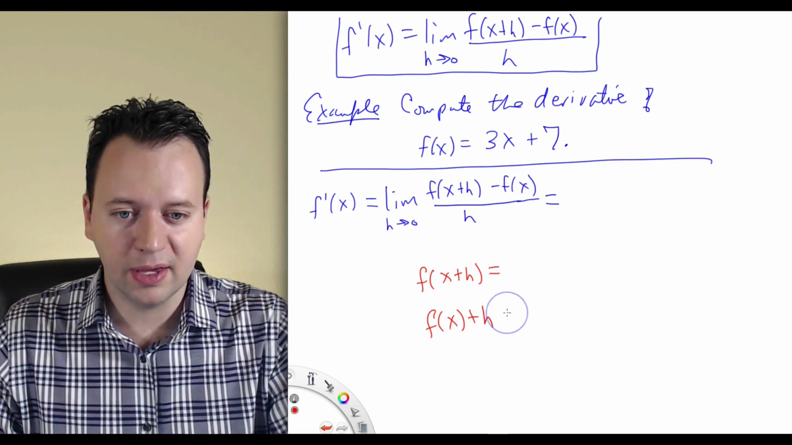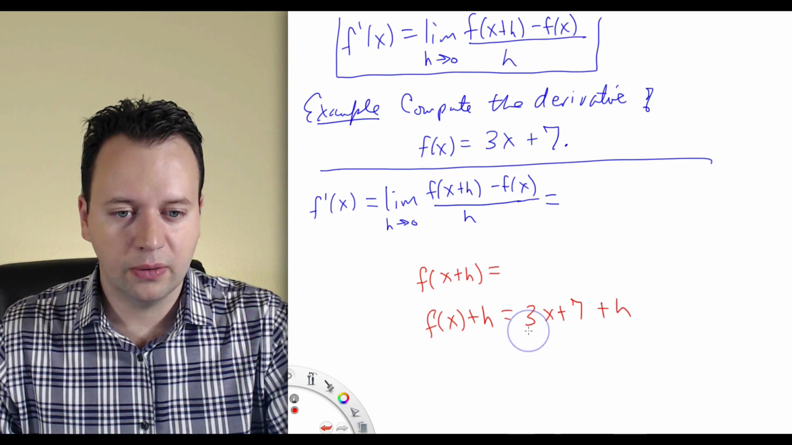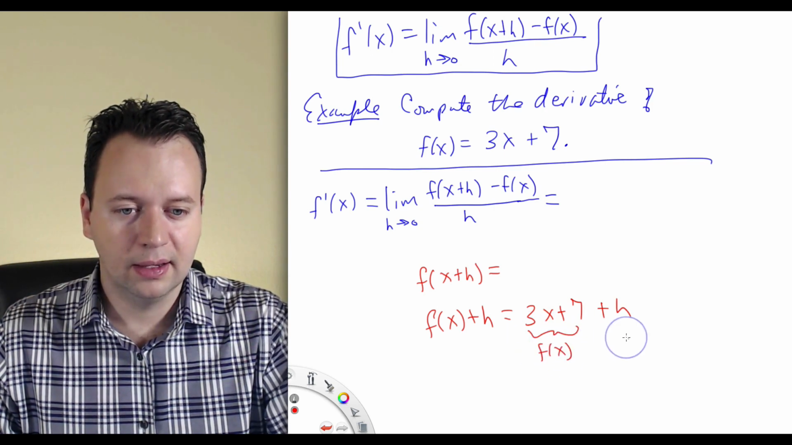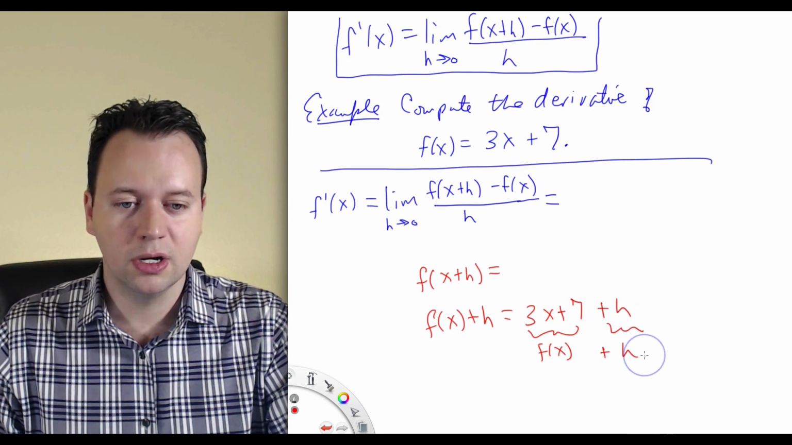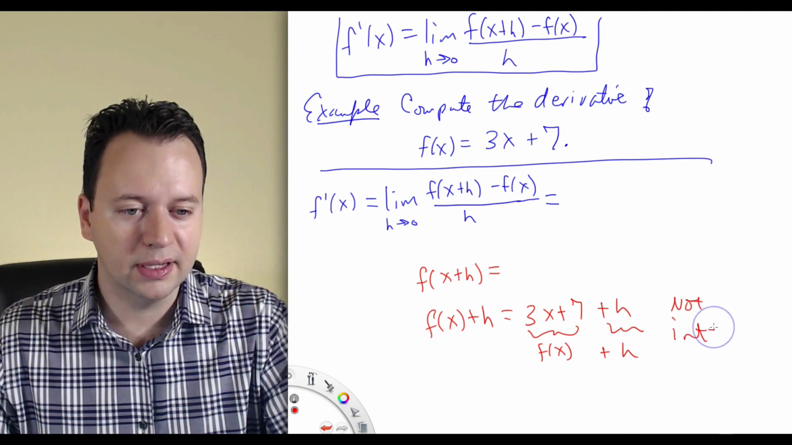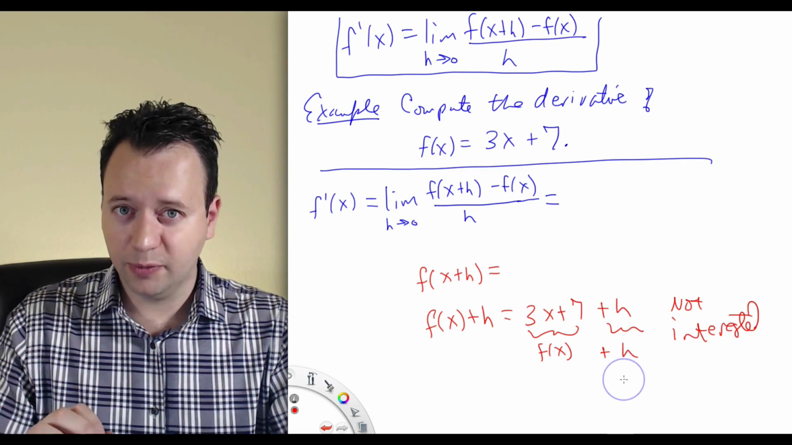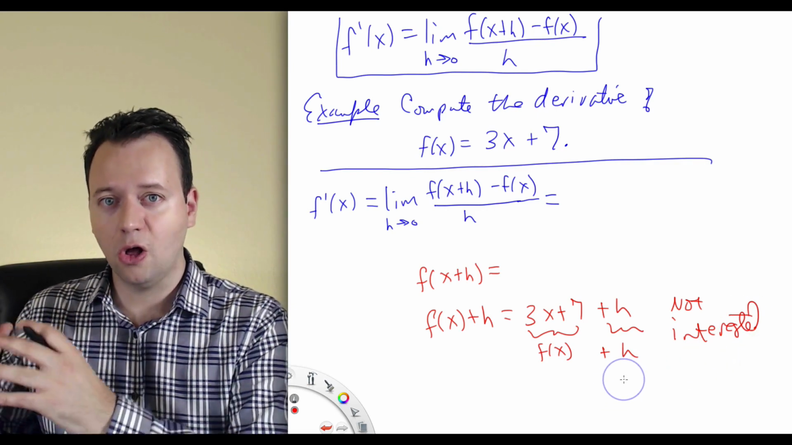And we'll write out what, because this one is just 3x plus 7 plus h. Right? So here's f of x, and then here's plus h. So this is not what we want. So this is not, we're not interested in this, right? No thanks. What we want is f of x plus h, where the x plus h is all inside the parentheses.